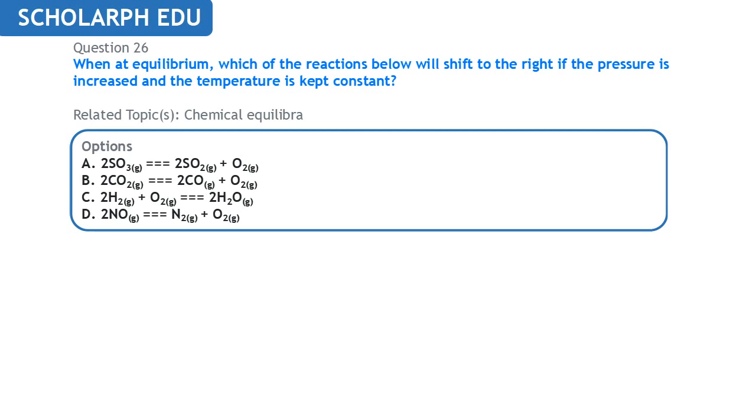Okay, so now these two, it's very easy to answer this question, because these two here have the same condition. The number of moles of the gaseous species on this side is 2 and on this side is 3, so it has to be this one.